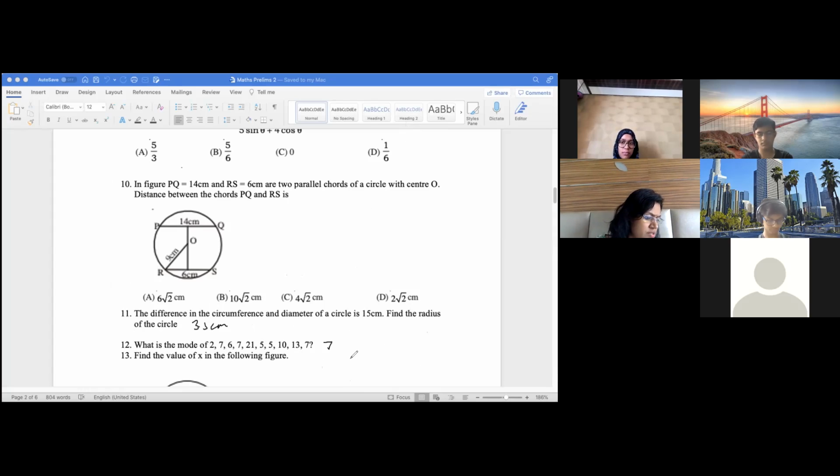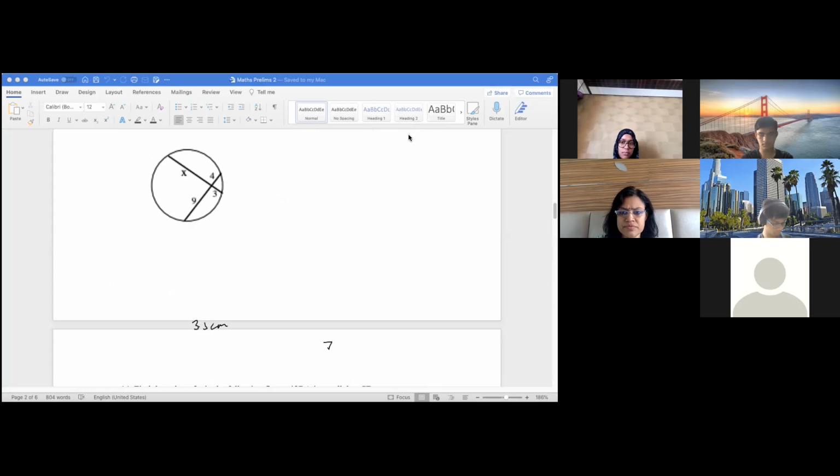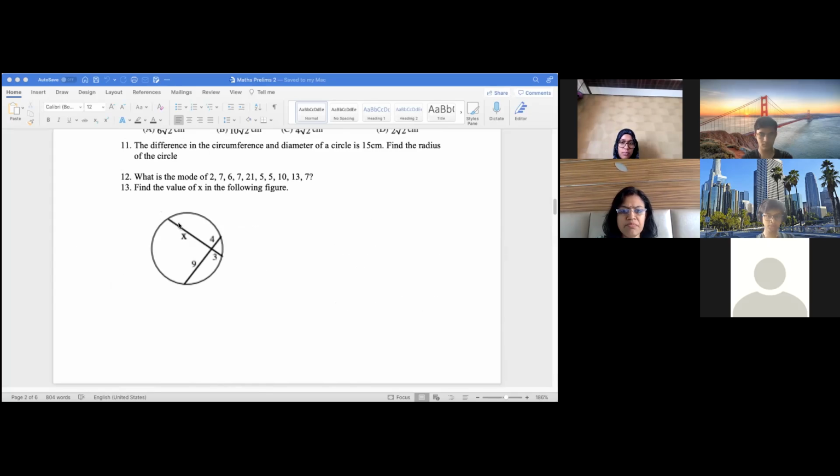Next is 13. Find the value of x in the following. ये भी सिंपल है. Law you have to use, interior सर्कल में when the segments are cut interior in a particular ratio, so 3x is equal to 9 into 4, so इससे x की वैल्यू आ जाएगी 12.